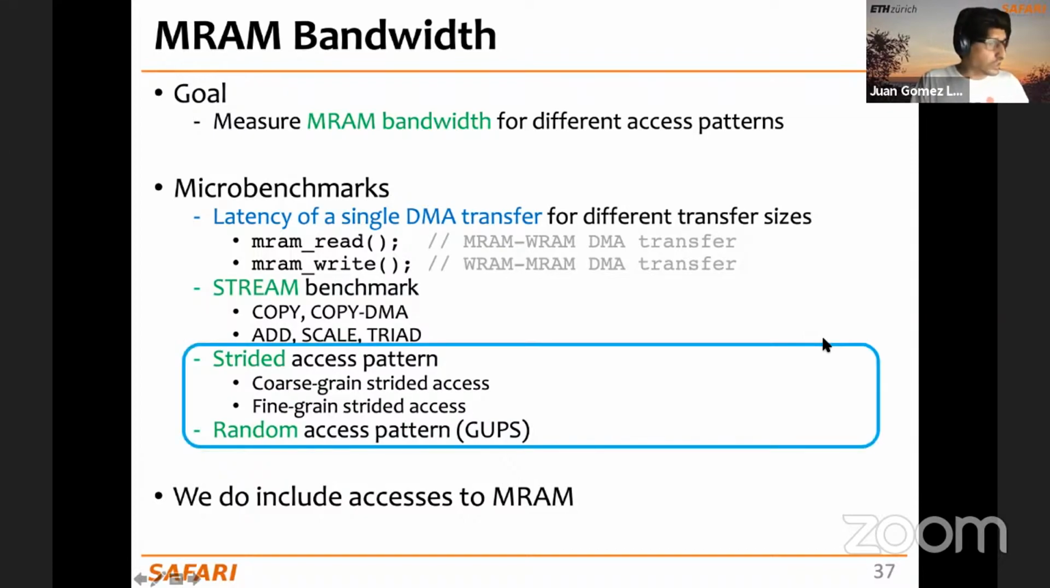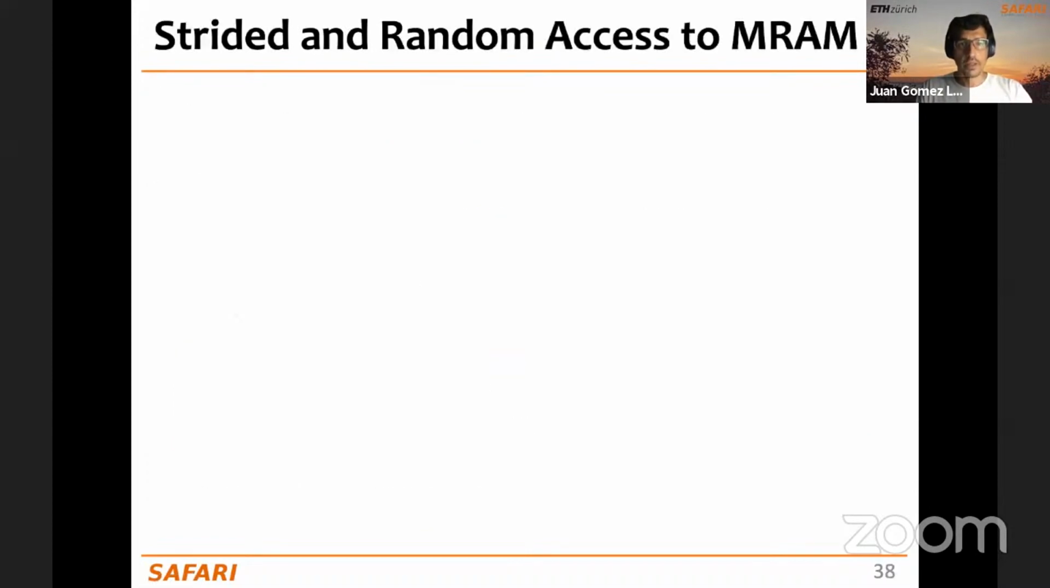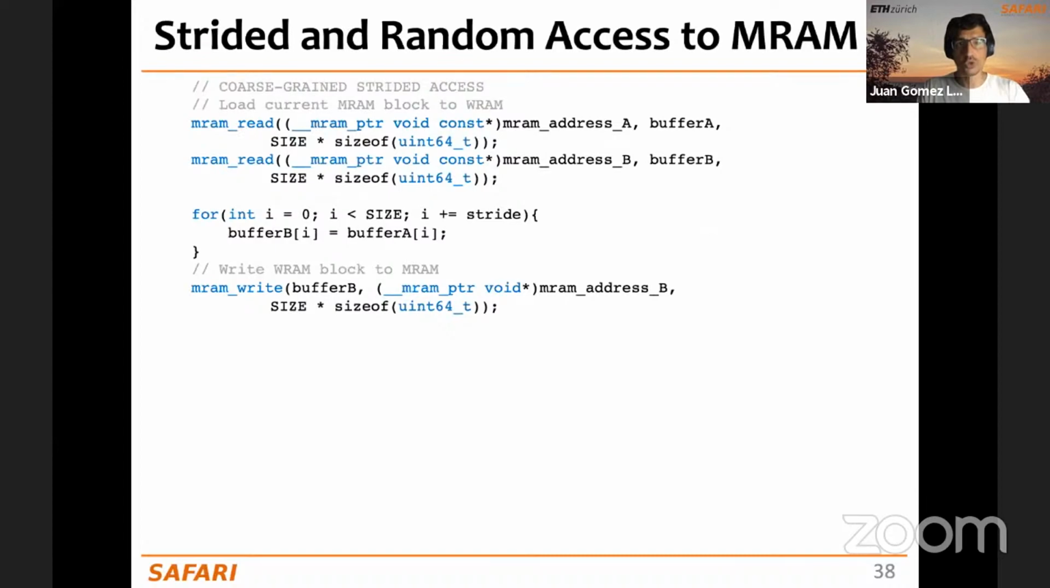Okay, so let's also take a look at the other experiments, for strided access patterns and for random access patterns. For the strided access patterns, we have two different microbenchmarks. The first one we call coarse grain strided access. The second one is called fine grain strided access, and I'm going to explain the difference.